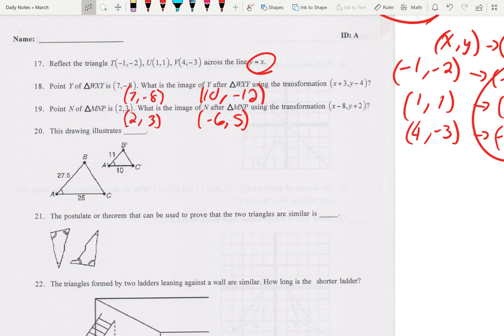Now number 20, the drawing illustrates which type of triangle similarity. We saw this one in our triangle similarity review. We have two sides corresponding, and then we have the angle between the two sides corresponding. So with two sides and an angle between them, this creates a side angle side similarity.